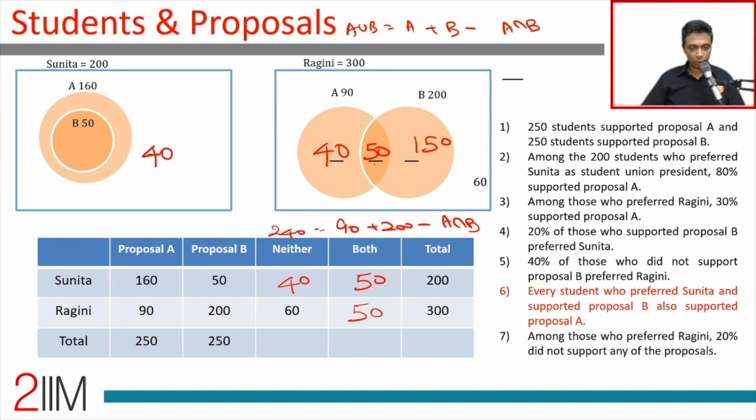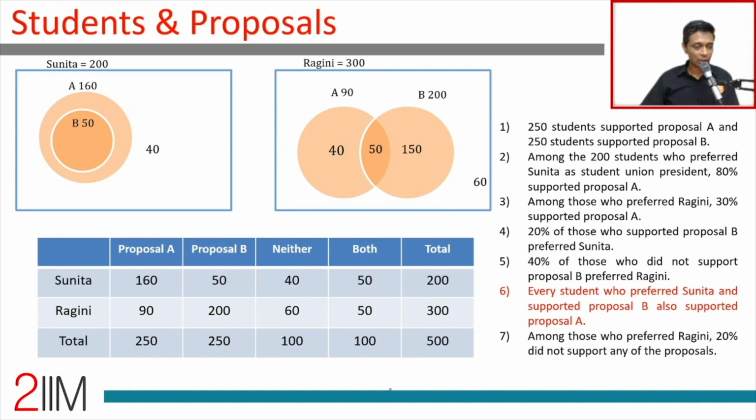So out of this 250, 250, people who like neither of these proposals, 40 plus 60, 100. People who like both of these proposals, 50 plus 50 is 100. Total number of people is 500. We filled out the entire grid. We know the whole thing. Now we can jump to the questions, and hopefully the questions should be easy to solve.